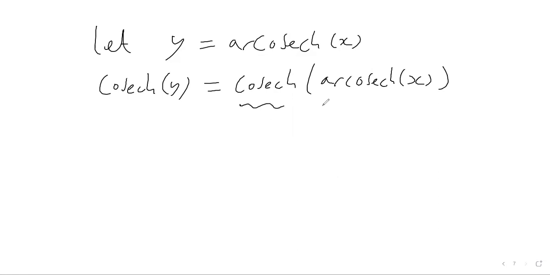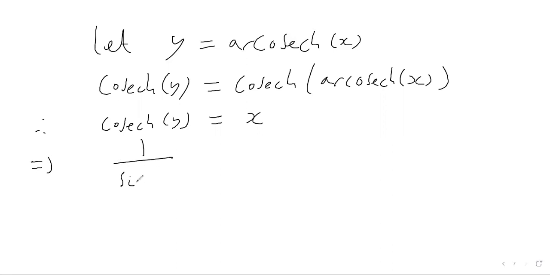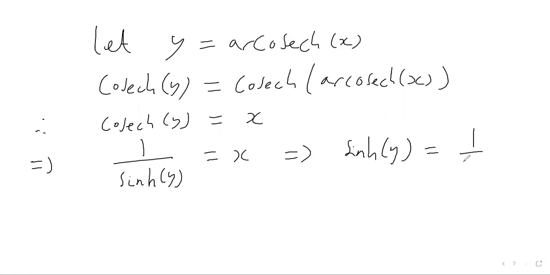And as you'll notice, cosec and r cosec are inverse functions. So we're applying the function of its inverse to a variable x, so we're just going to get the variable x on the right side. Therefore, cosec of y is equal to x. By the definition of cosec, cosec is the same as 1 over hyperbolic sine. So you've got 1 over sinh y equals x. And so therefore, sinh, or hyperbolic sine, however you like to say it, of y is equal to 1 over x.